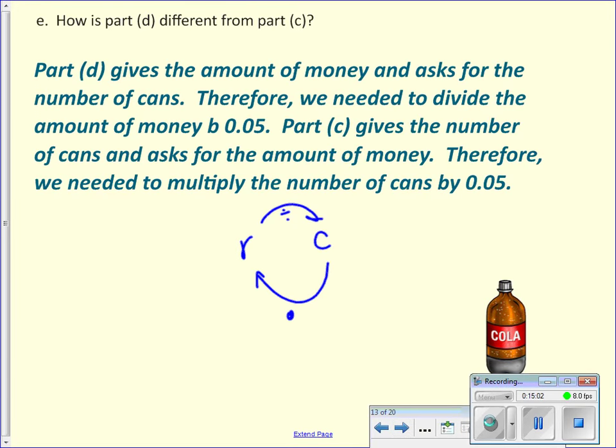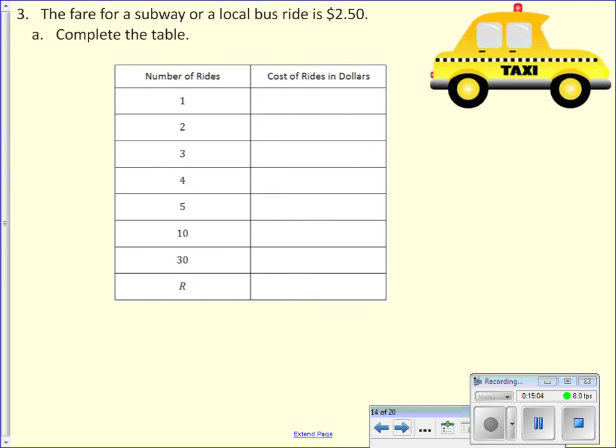All right, let's continue. The fare for a subway or local bus ride is $2.50. I don't know why I put a picture of a taxi there. I don't know what I was thinking. But I like taxis. Yeah. All right. I'd rather take a taxi too, but I get car sick in the back.